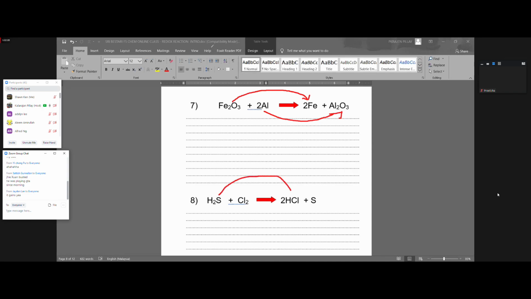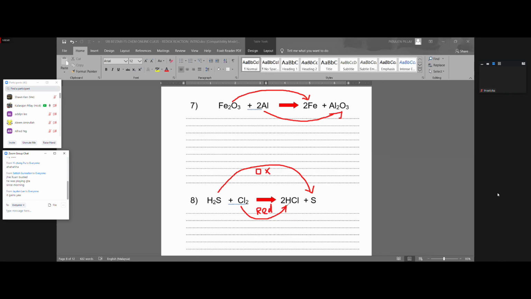I'll repeat again. H2S loses hydrogen. So chlorine gains hydrogen. So you lose hydrogen, all right, is oxidation. This is reduction. Gaining of hydrogen is reduction. Okay. Last one, Joshua?